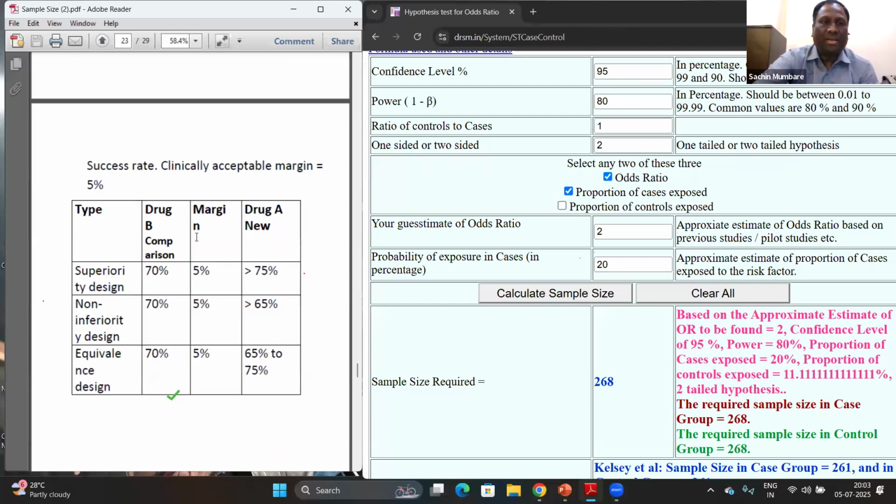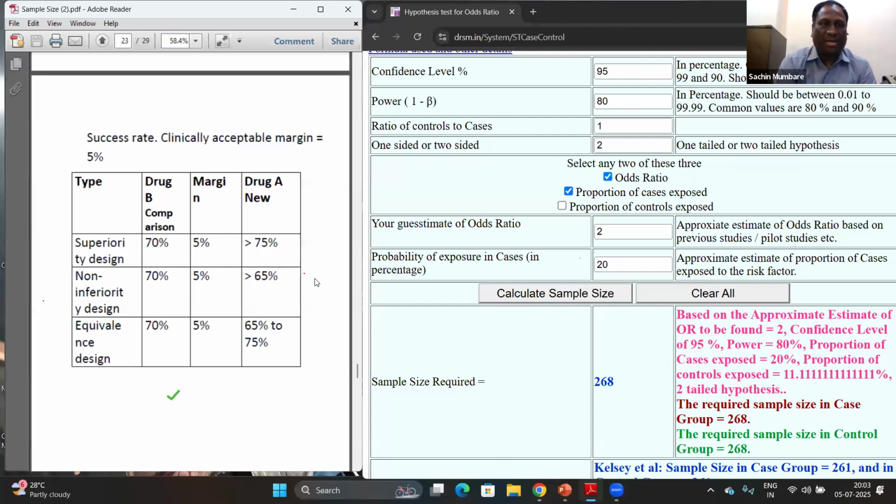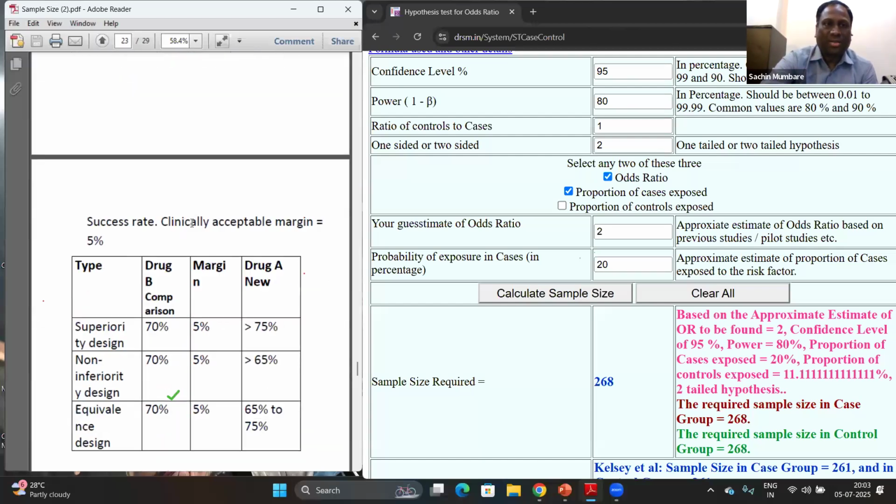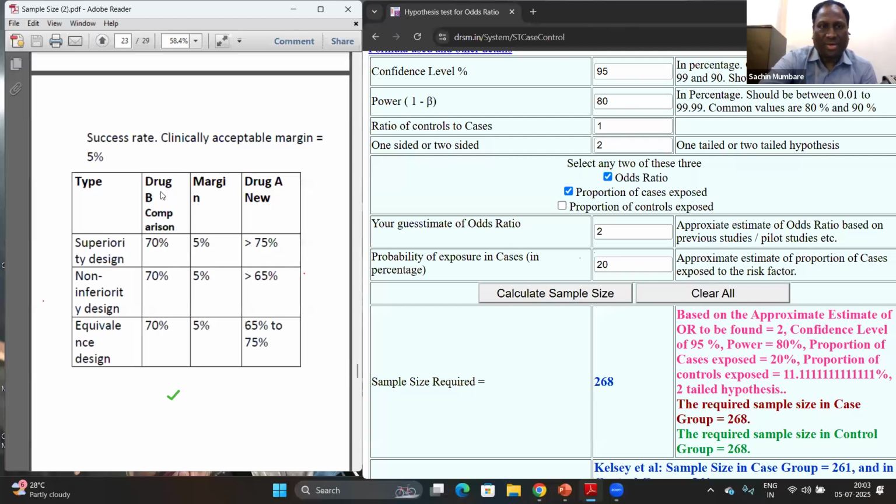Similarly, if the data is binomial, success rate, in terms of success rate, here the data is ratio. The same concept is here. If drug B or known drug is giving success rate of 75% and superiority margin is 5%, then drug A or new drug will be called as superior if and only if its success rate is more than 75%.